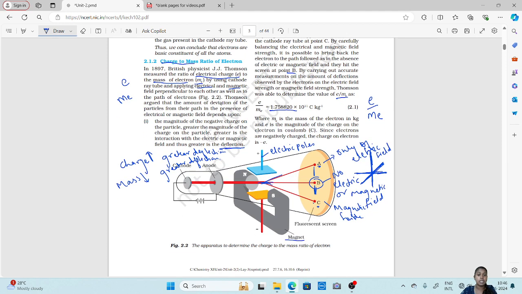Here m_e is the mass of the electron in kg and e is the magnitude of the charge on the electron in coulombs. That's why it is coulombs per kg. Since electrons are negatively charged, the charge on the electron is negative e. That's why we write it as e minus, because electrons are considered to have a negative charge. So they are negatively charged.